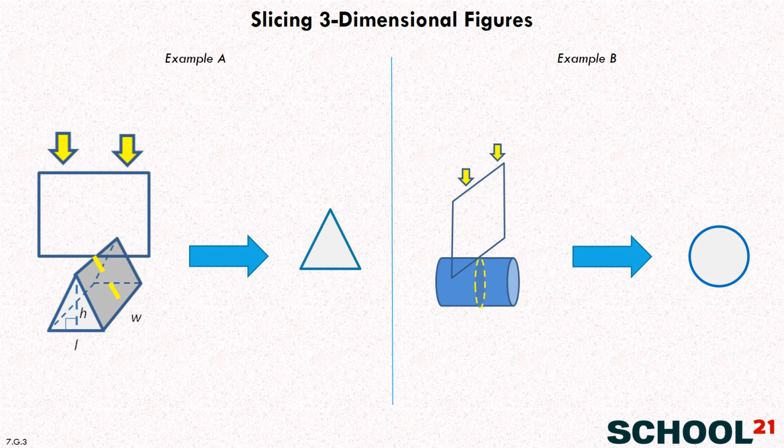So when you think about different shapes, realize that there's a relationship between the three-dimensional parts of the world and the two-dimensional parts of the world, and that's really useful to understand.